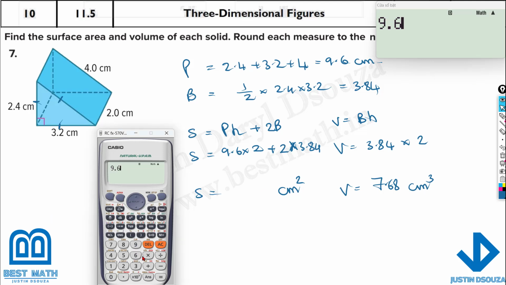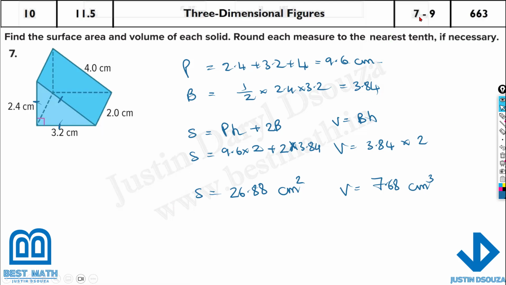It's 9.6 times 2 plus 2 times 3.84. This 2 is the height, okay? This 2 is a constant here in the next part. And here we go, it's 26.88. This is the surface area and the volume. Yeah, they have told nearest tenth.